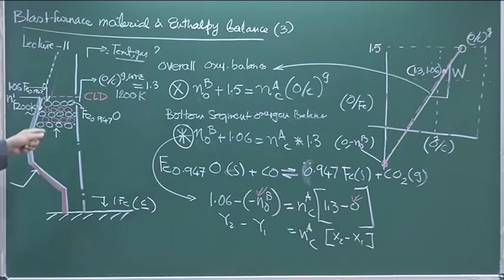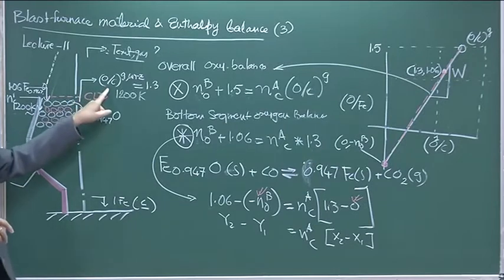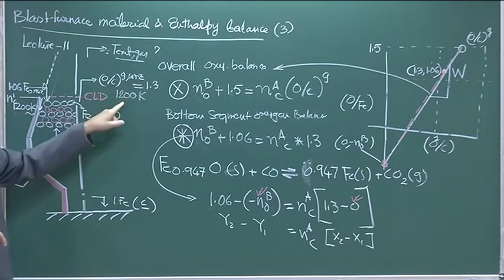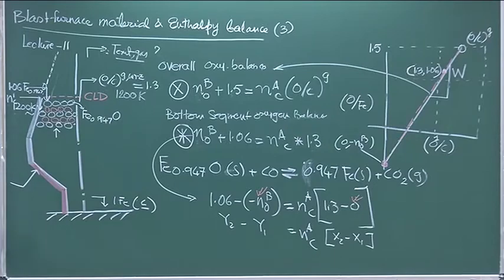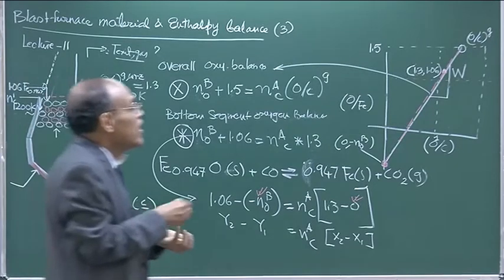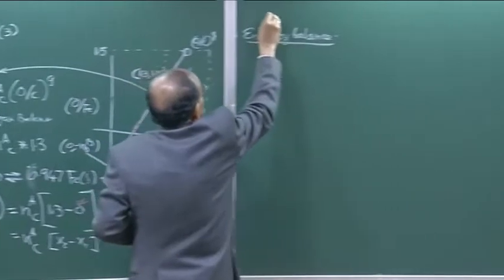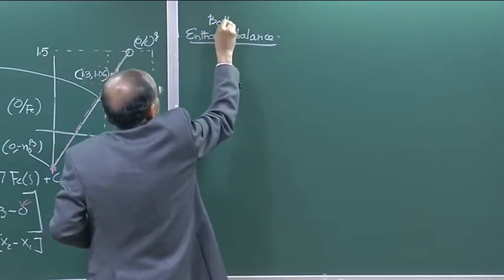But the moment we restrict ourselves to the bottom segment, the output of the gaseous phase is essentially known to us, because the O by C ratio is known and the temperature is also known. Therefore, the enthalpy balance that I am going to do is the bottom segment enthalpy balance.